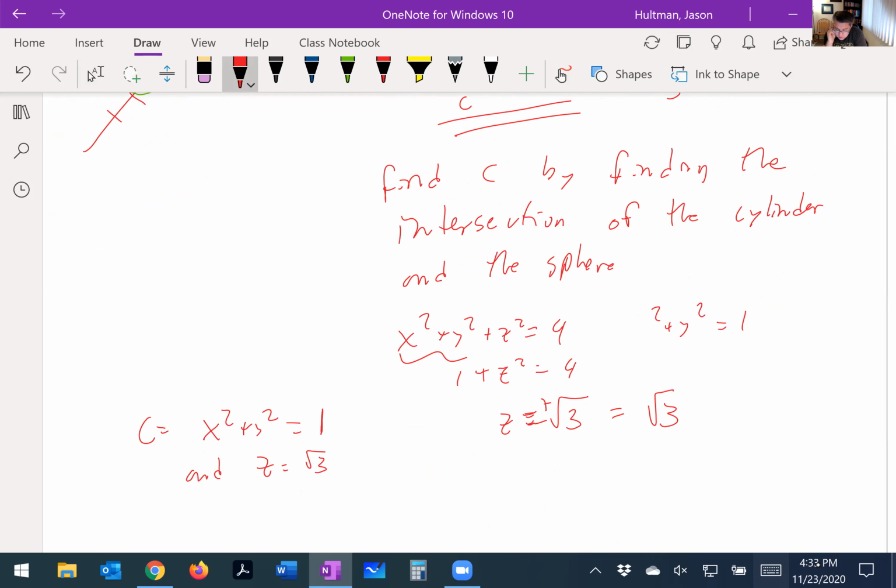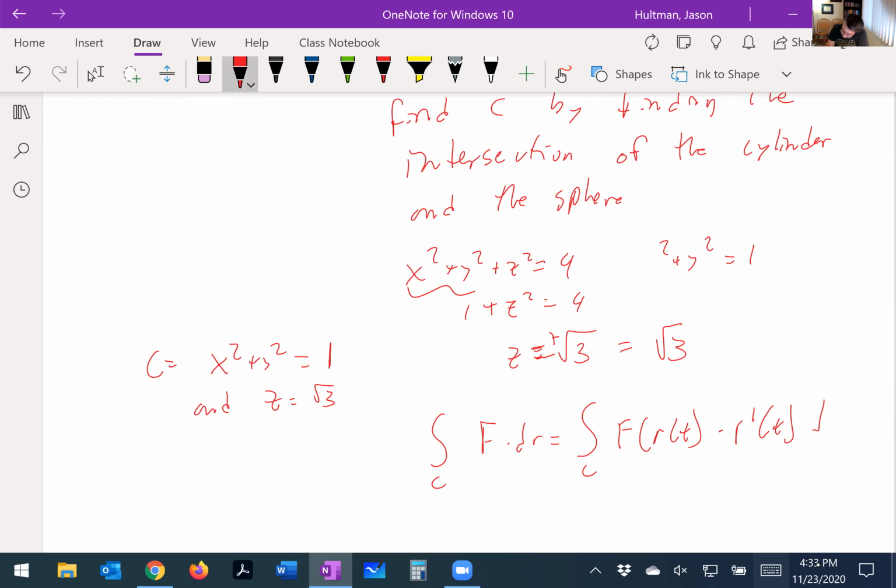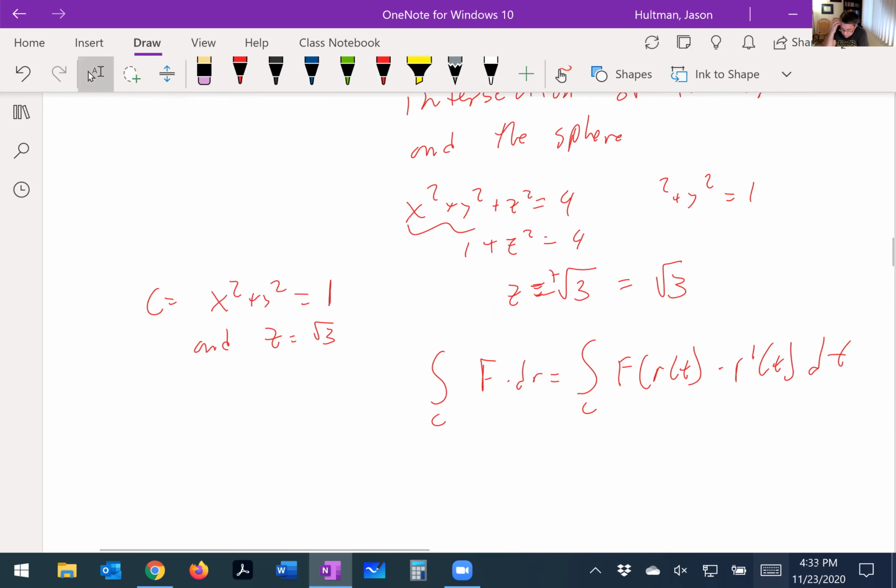Okay. So the integral over C of f dot dr is equal to the integral over C of f of r of t dot r prime of t dt. Let's go back to a line integral. Okay, so what's r of t?